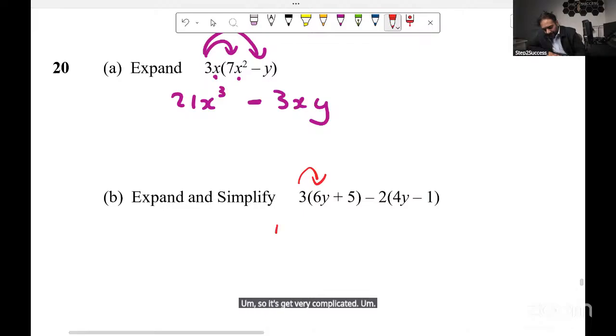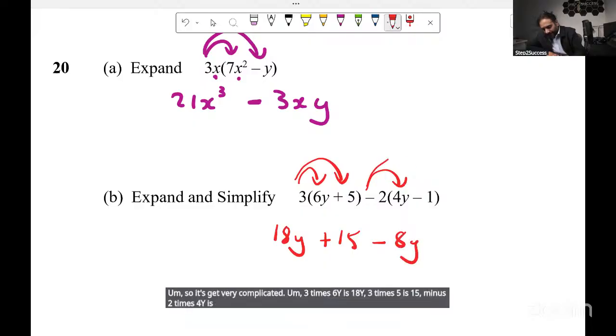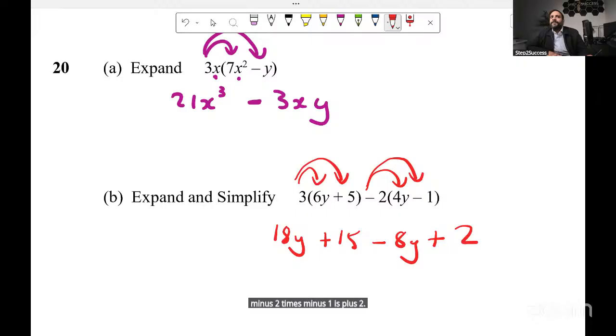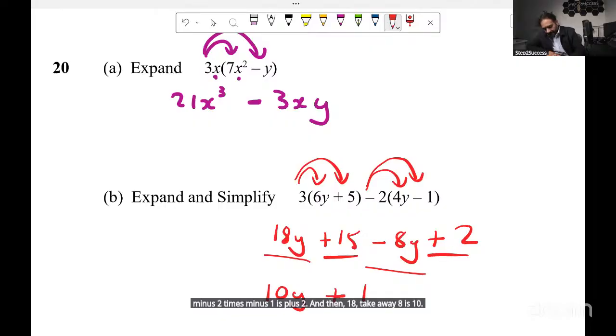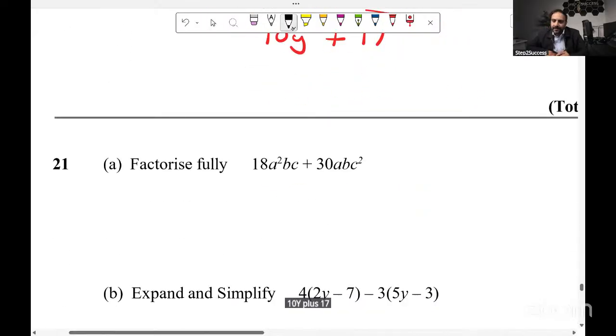3 times 6y is 18y. 3 times 5 is 15. Minus 2 times 4y is minus 8y. Minus 2 times minus 1 is plus 2. And then 18 take away 8 is 10. And 15 add 2 is 17. So that should be the answer to that question. 10y plus 17. And check these against somebody else's work.